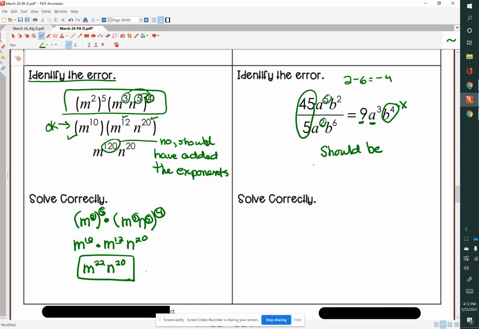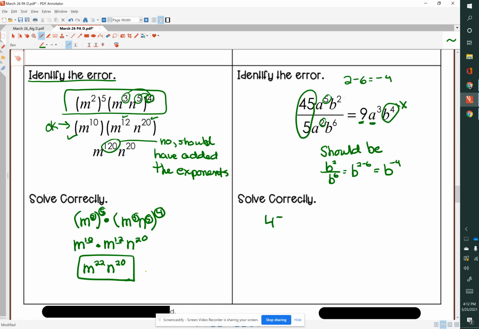So let's write that out. Should be b^2 minus b^6. It's going to be b^2 minus, actually, I don't want to write it that way. I want to change it just a little bit the way I write it. So I'm going to write it b^2 divided by b to the 6 is b^(2 minus 6), which equals b to the negative 4. So let's rewrite our answer.